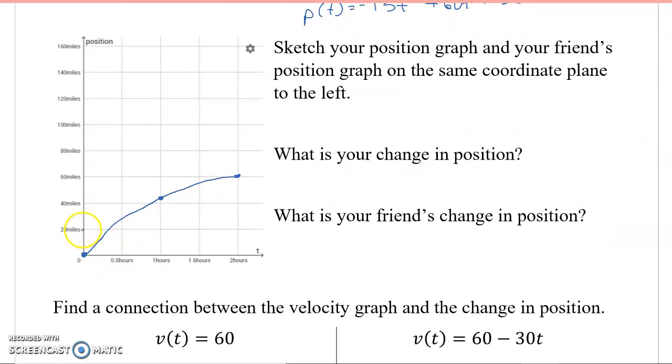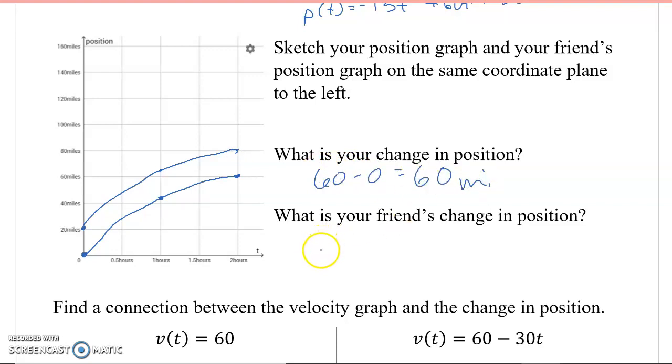And your friend, again, is going to do the same deal, but is going to be shifted up 20 miles. Okay, your change in position is 60 minus 0, or 60 miles.